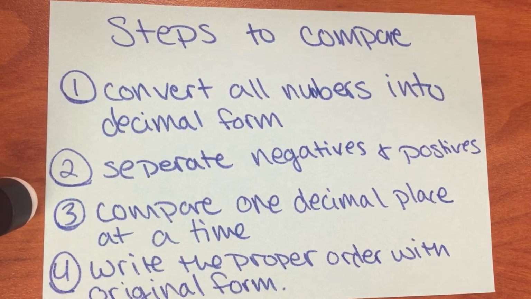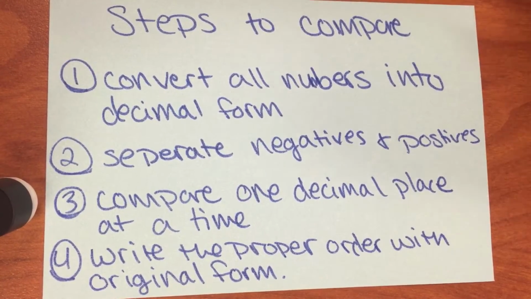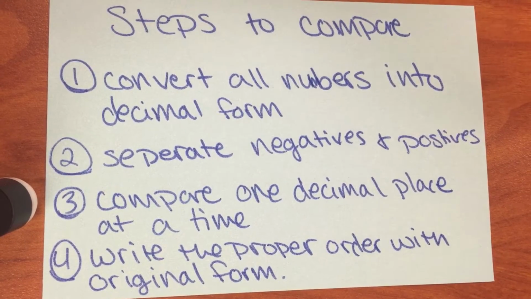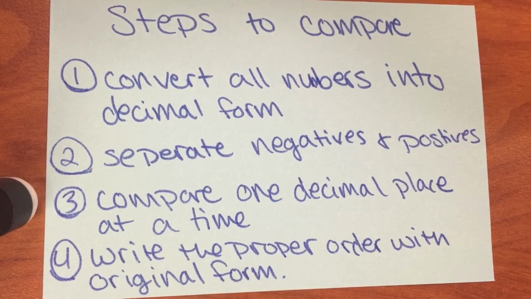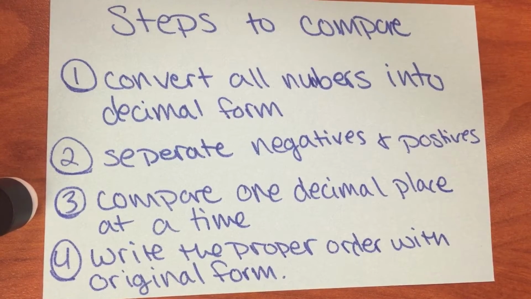Steps to compare. First off, convert all your numbers into decimal form. The reason I say that is you want them all in the same form, and decimal is the easiest form to compare them in. So are you telling me that I can do fractions if that was easier for me? If you find fractions easier, you totally can, but make sure you have them all in the same form. Two, separate your negatives from your positives.